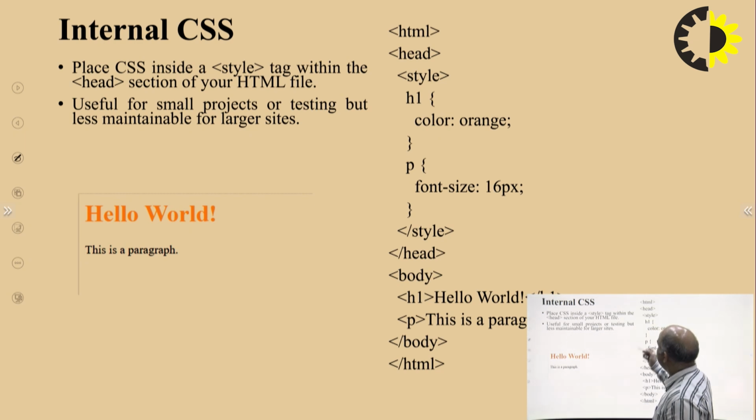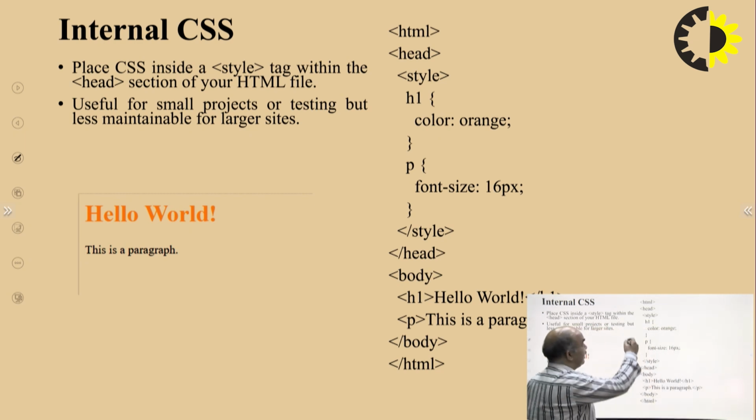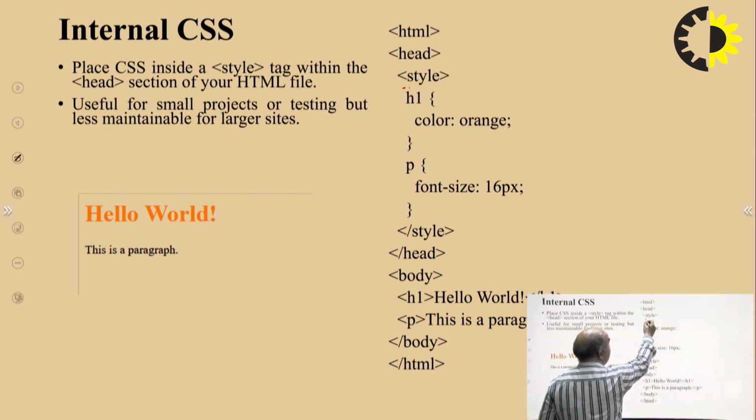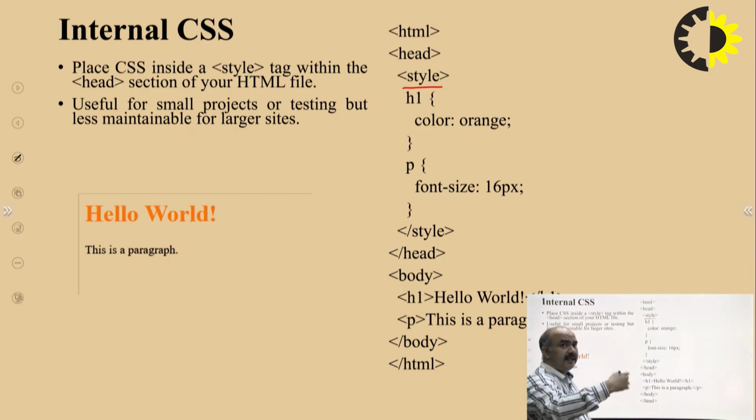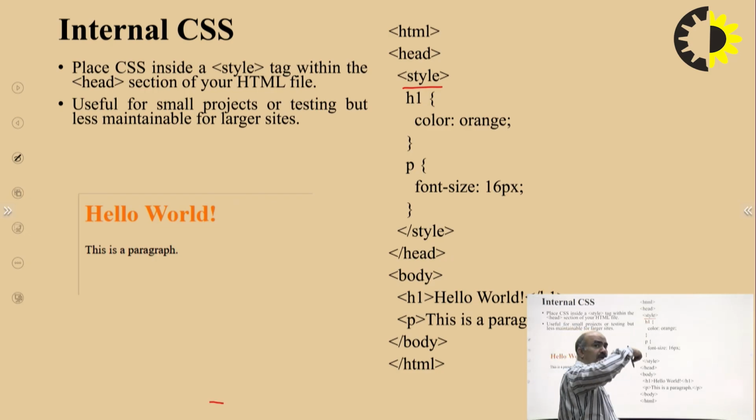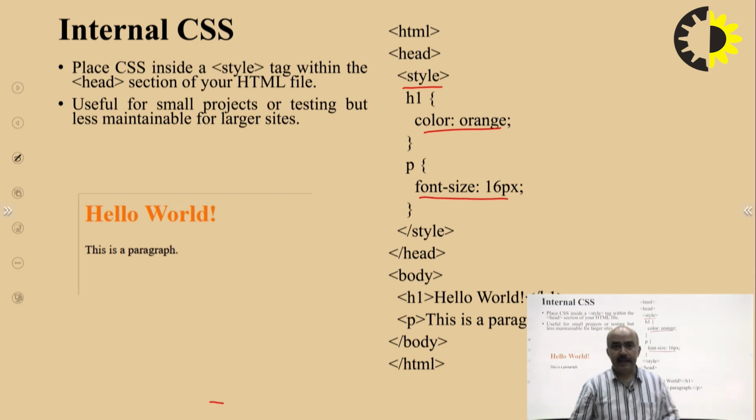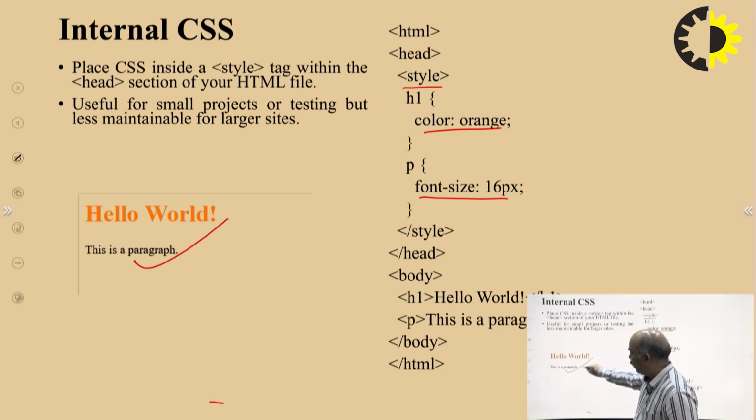So in this case, we have the HTML and a head. Within the head, we have created a style. As in the previous examples, in which two tags are used, H1 and P, instead of defining them separately, we write them within the HTML file. So in the style for H1, the color we are taking right now is orange, and we have defined the font size as 16px. When we run it, it will look like this.